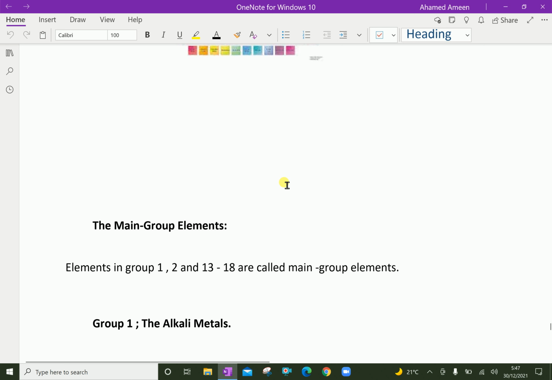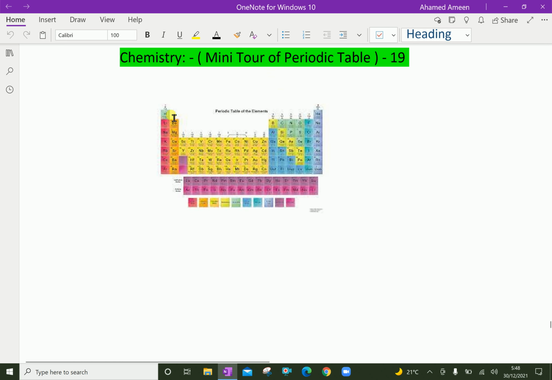Main group elements are in the s and p blocks of the periodic table. The electron configuration of the elements in each main group is regular and consistent. The elements in each group have the same number of valence electrons. That means group 1 elements have the same valence electrons, and group 2 has its own same valence electrons.